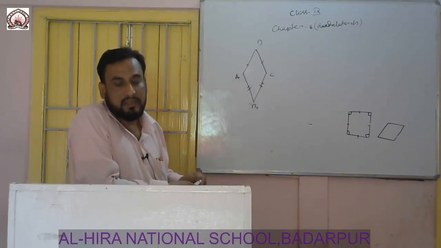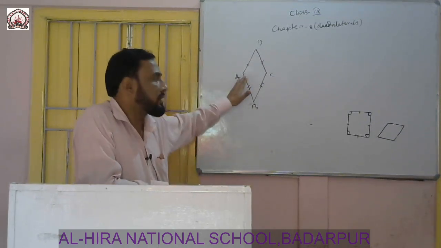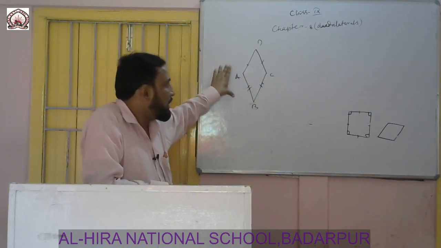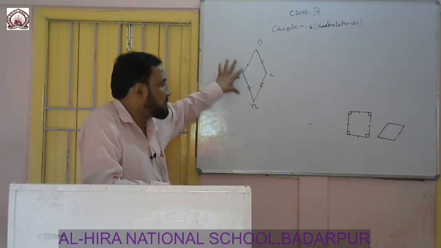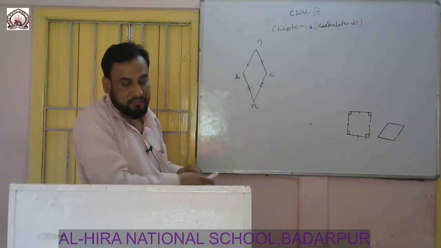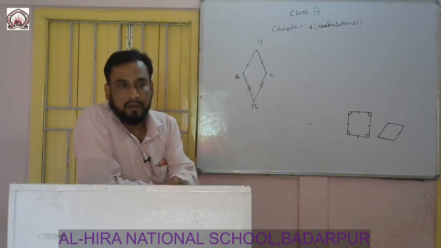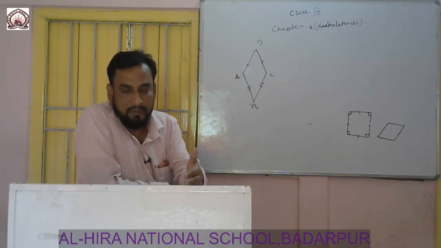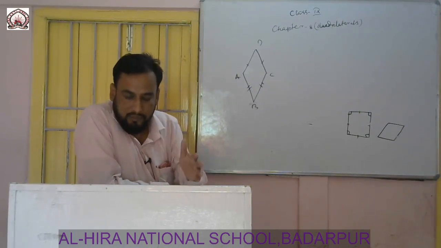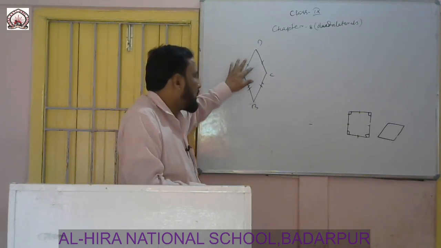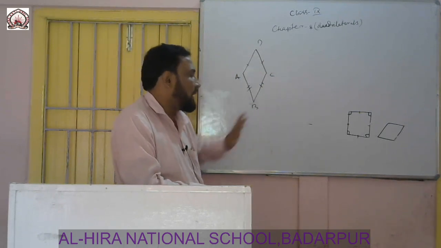A kite is not a parallelogram nor a trapezium. It is simply another figure which has no relation with the other five figures: trapezium, parallelogram, rectangle, rhombus, square. With those five, there is no relation between the kite and the other five figures.